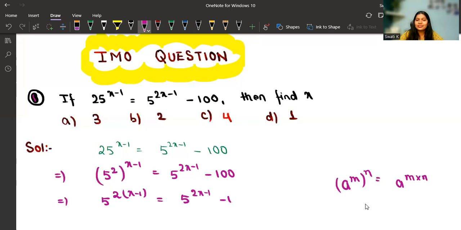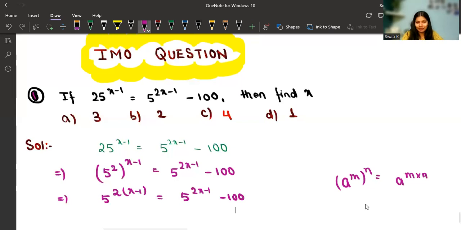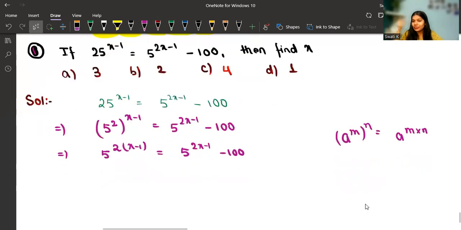This is the main reason behind making this video once again, because there I was talking at a very fast speed. So let's do it once again. This is getting multiplied, so using the distributive property, 2 into x is 2x minus 2 into 1 is 2, equals 5 raised to 2x minus 1 as it is, and then minus 100.